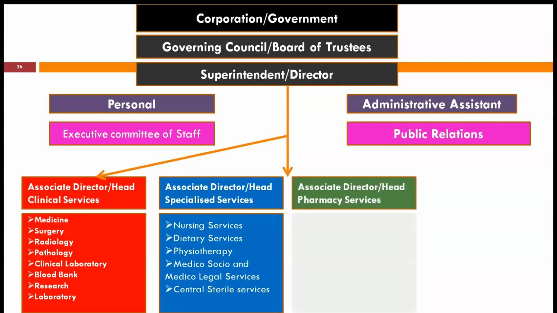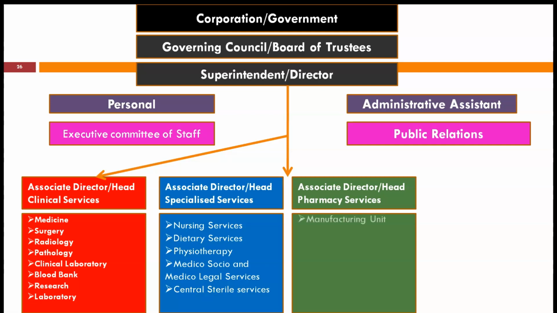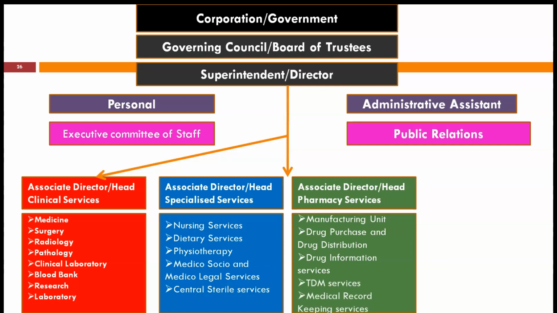Next is associate director or head the pharmacy services, where there will be a manufacturing unit, drug purchase and drug distribution, drug information services, therapeutic drug monitoring services, medical record keeping services. They have to keep the records, they have to do the documentation work, they have to keep all the records which are available.